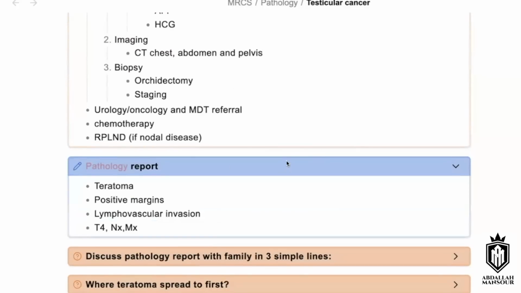We've done all of that. We've sent a pathology report, and it shows teratoma with some positive margins and some lymphovascular invasion, and it's T4, NX, and MX. We don't know the N and M yet.